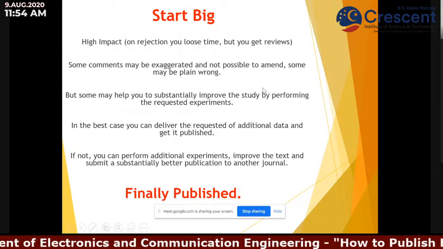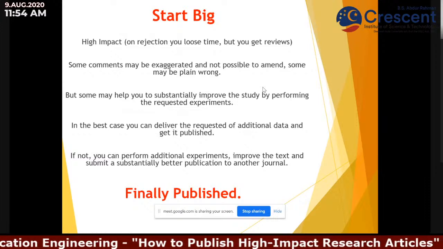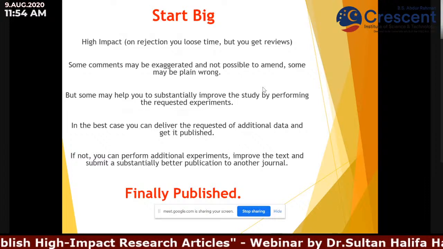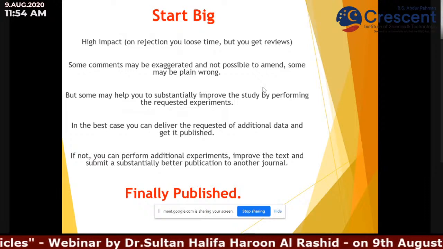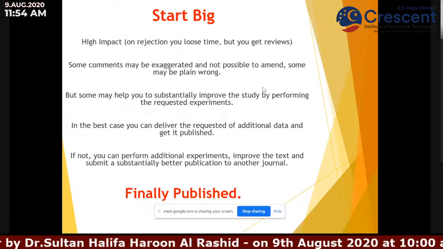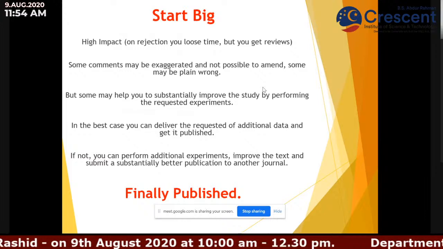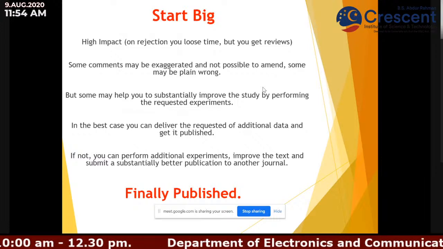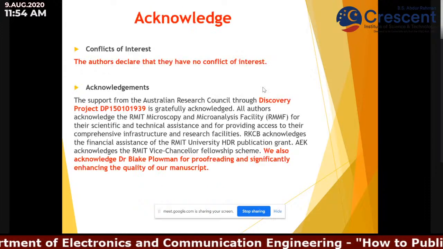Don't worry, always have high hopes, and make sure you always address the corrections from the reviewers in the right way. If someone rejects you, that's not the end of the world. You can actually gather a lot of additional data and publish it in a better way. Always look for collaborations, be open to collaborations. These are the most important things that we need to keep in mind.